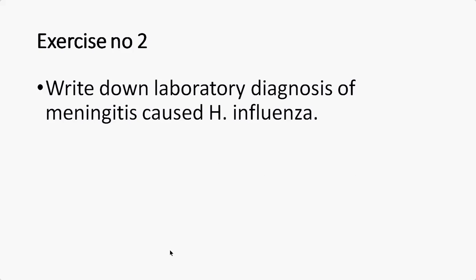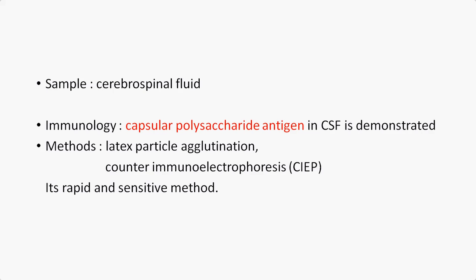Now exercise number 2 is: write down the lab diagnosis of meningitis caused by Haemophilus influenzae. You may get a long question: enlist the bacterial agents causing meningitis and give the lab diagnosis of H. influenzae in detail. That may be your long question also. As you know, for meningitis you have to take a sample. The best sample for it is the cerebrospinal fluid, which is to be collected first with aseptic precautions.